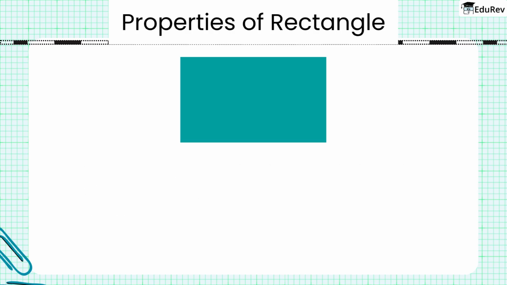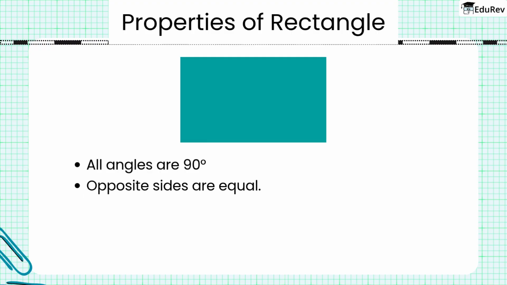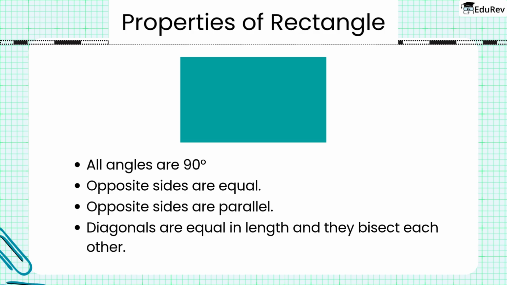Through our carpenter's problem, we've deduced and proven the key properties of a rectangle. All angles are 90 degrees. Opposite sides are equal. Opposite sides are parallel. Diagonals are equal in length and they bisect each other.